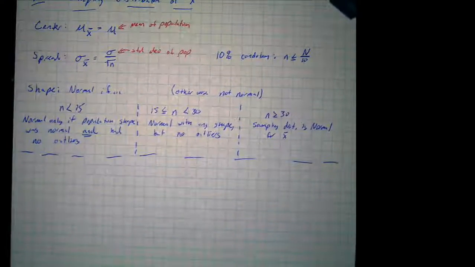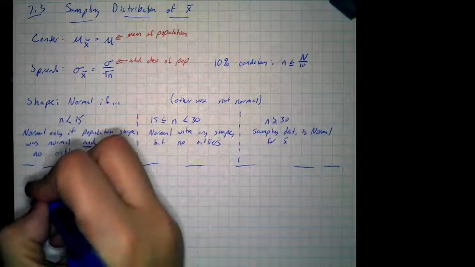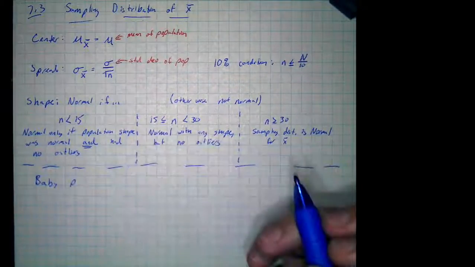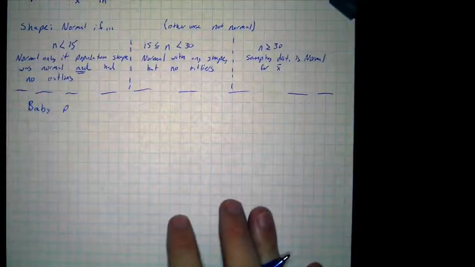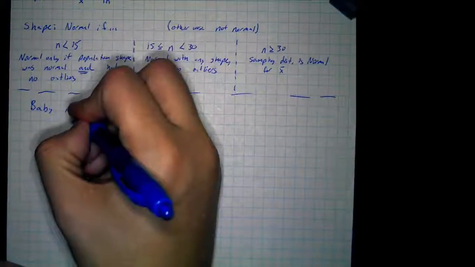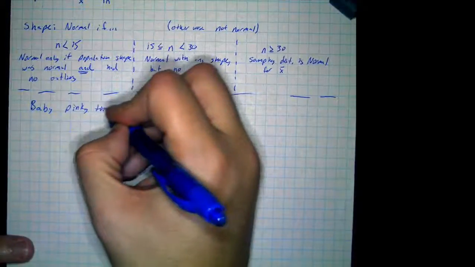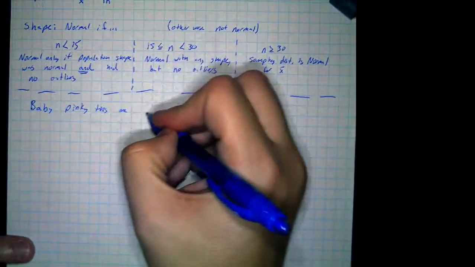Yeah, let's do baby pinky toes. I like that problem. Wait, what? Baby pinky toes. We're gonna do it. Pinky toe. Yeah, it's a fun one. I like their pinky toes. Baby pinky toes, I like their rolls. They got rolls.